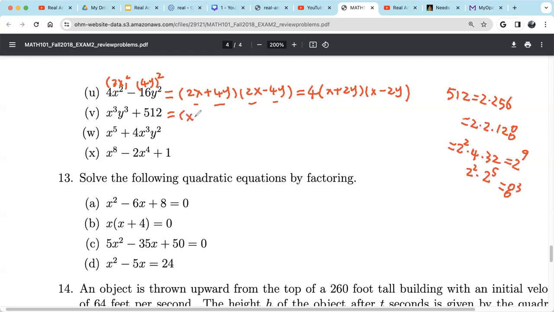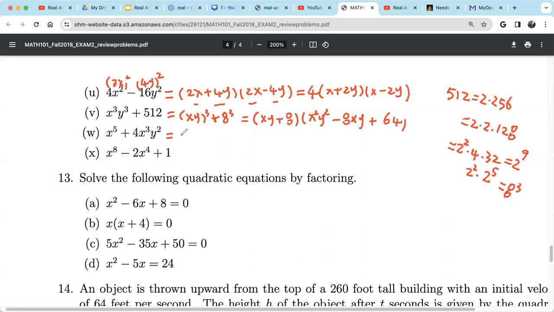So we write this as (xy) cubed plus 8 cubed. So sum of two cubes. So that's (xy plus 8) times (x squared y squared minus 8 times xy, then plus 8 squared, which is 64). So we follow the sum of two cubes formula.